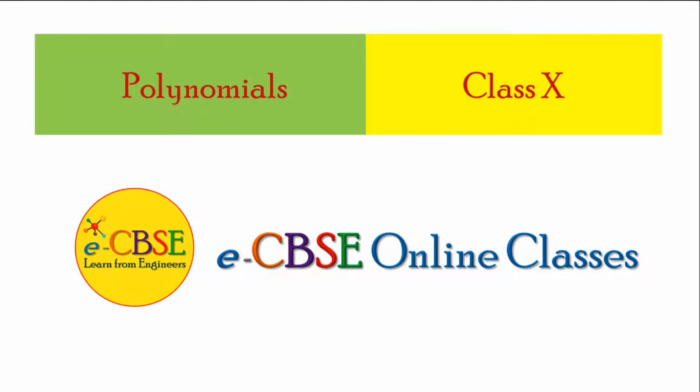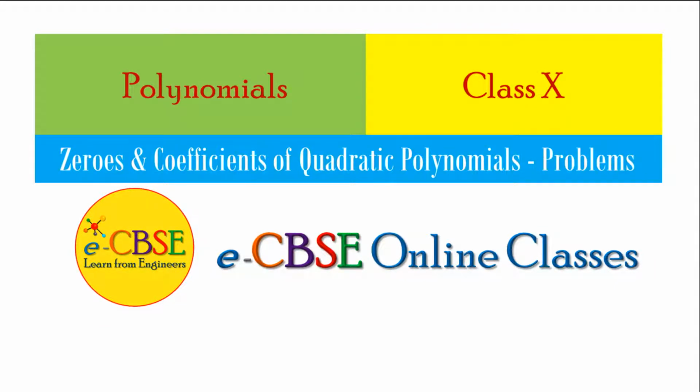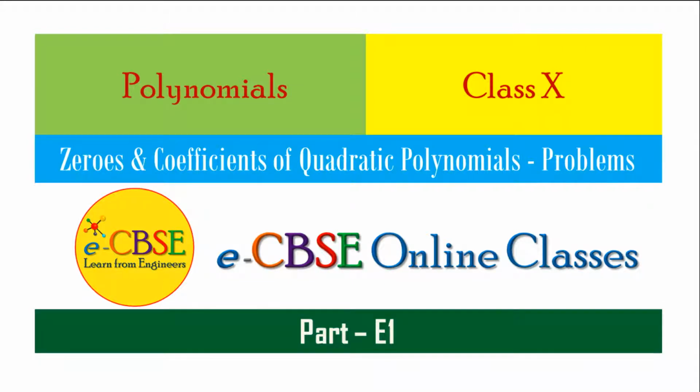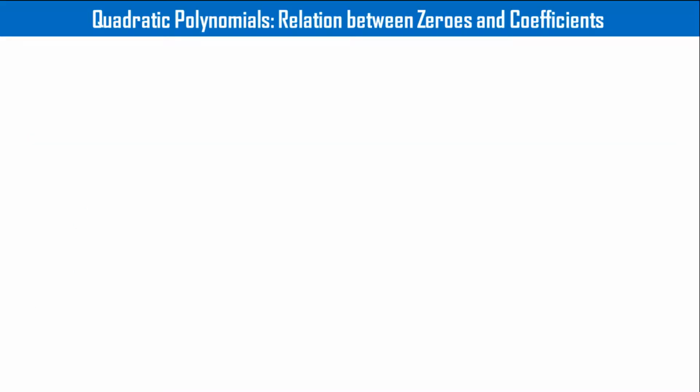In this video, we will be covering polynomials for class 10th. The topic is problems on relation between zeros and coefficients of quadratic polynomials. It is part E1 video in the series on polynomials. Let's quickly recall the relation between zeros and coefficients of quadratic polynomials.